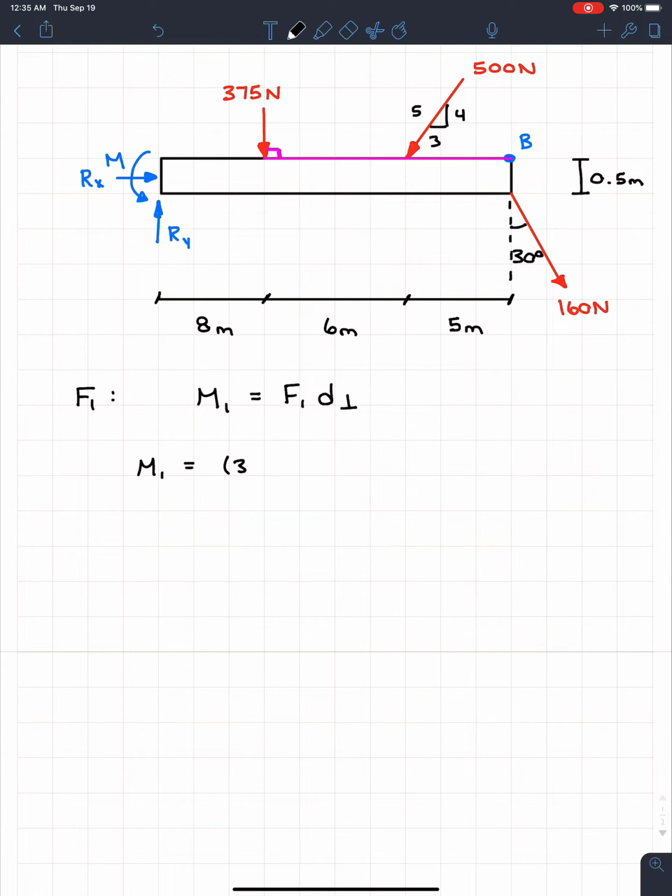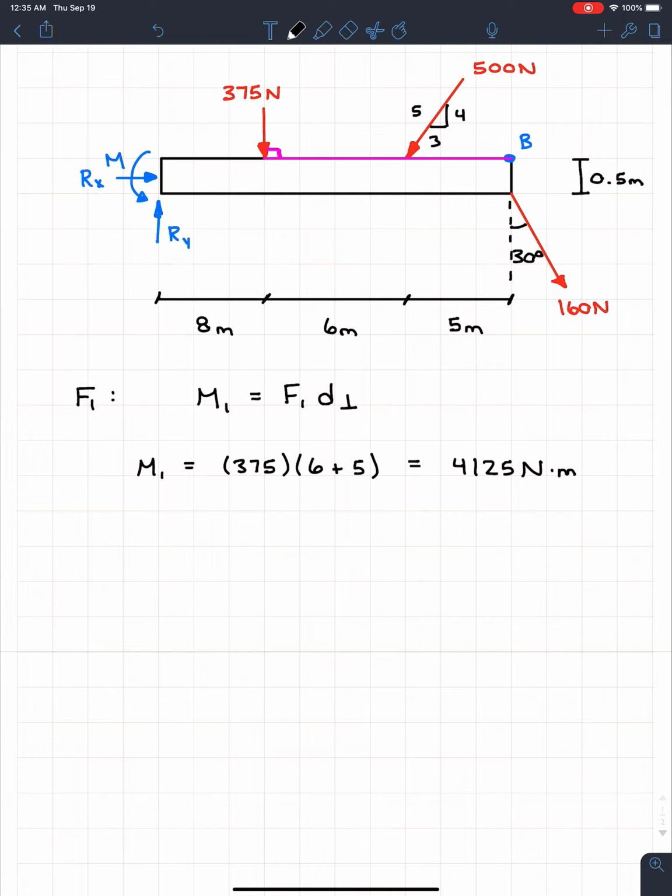So we're going to have 375 times that distance. And we know that distance is just going to be the 6 meters plus the 5 meters. So when you put all that together, the moment is going to be equal to 4,125 Newton meters. So that's also very important. It's just the units of moment. What we're doing in the formula is taking a force times the distance. So as you would expect, the units are going to be units of force times units of distance.